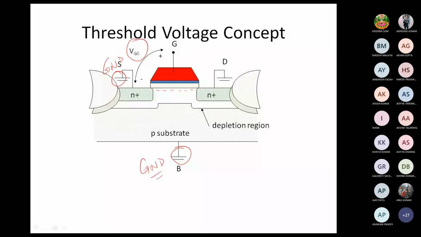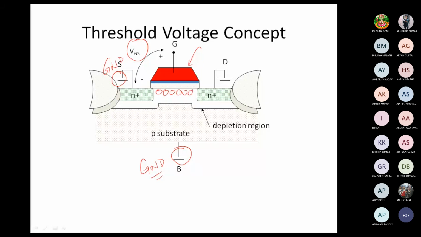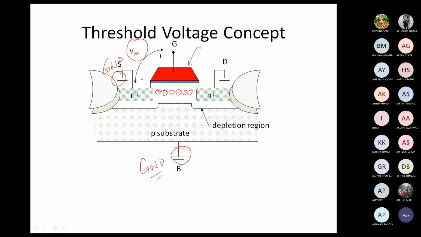In the starting there is no electron. If we apply a positive gate voltage, we will see some negative ions present here. So negative ions means what? It is a p substrate. This was fully p substrate everywhere, p type here.